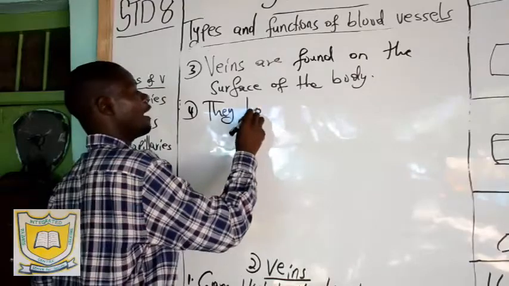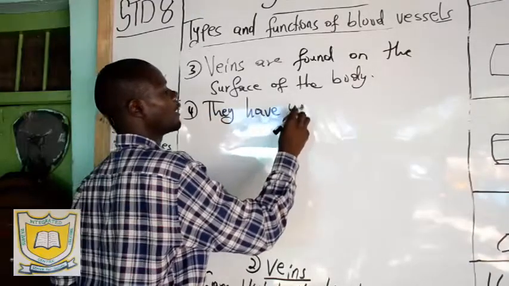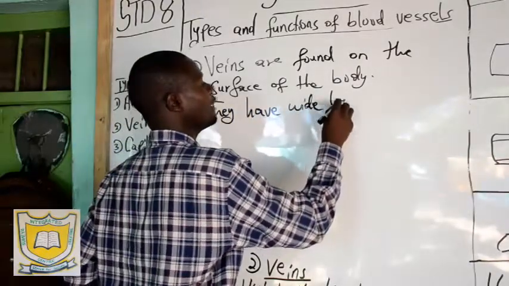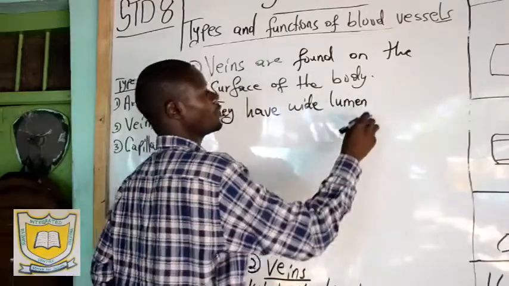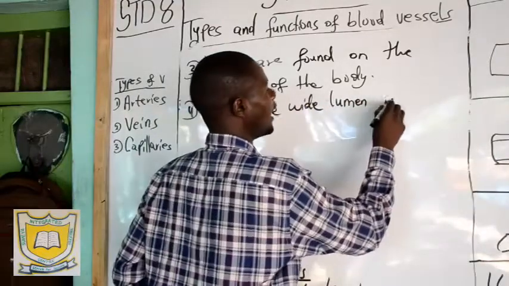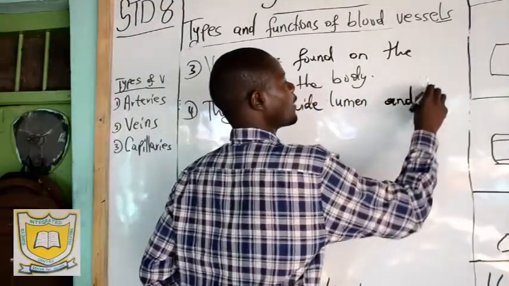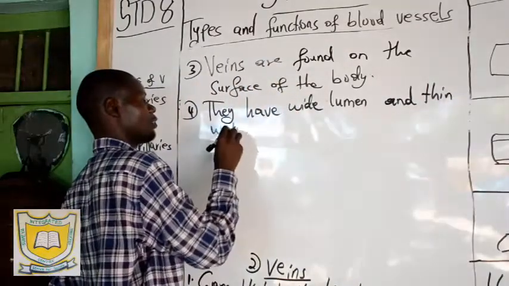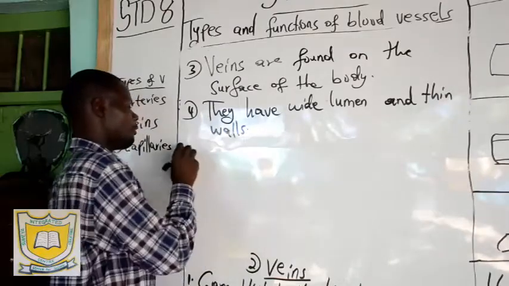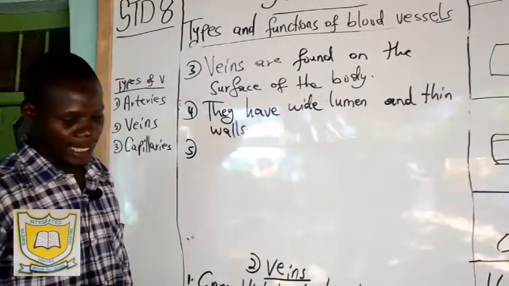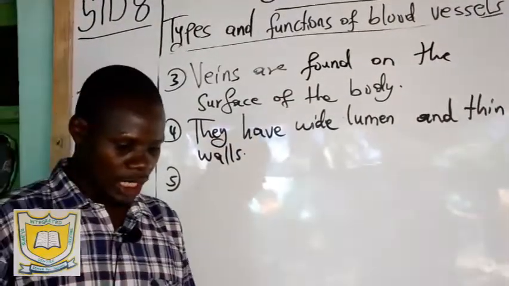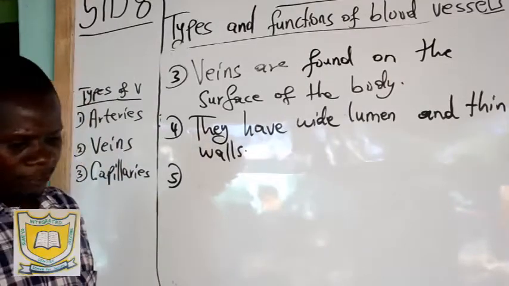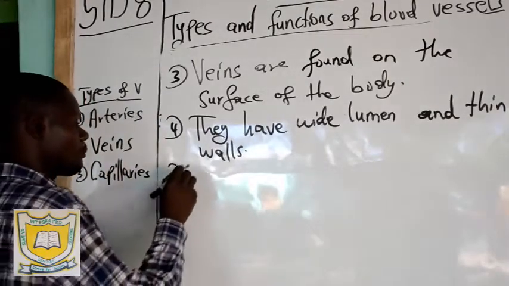veins have wide lumen and thin walls. They have wide lumen and thin walls. Number four, blood flows in veins slowly.